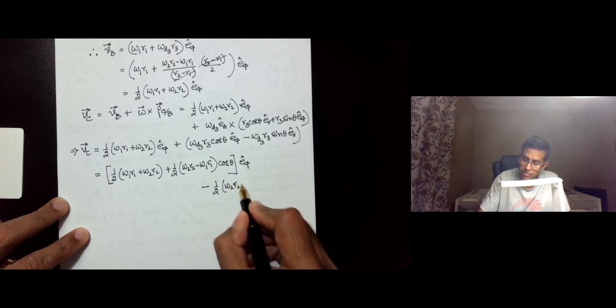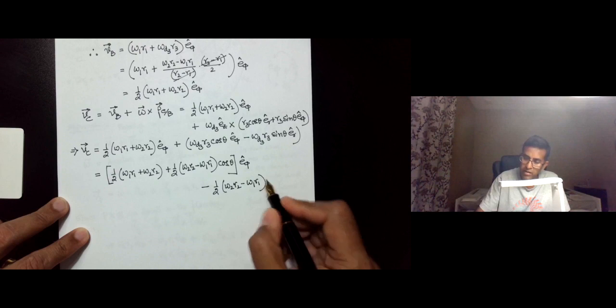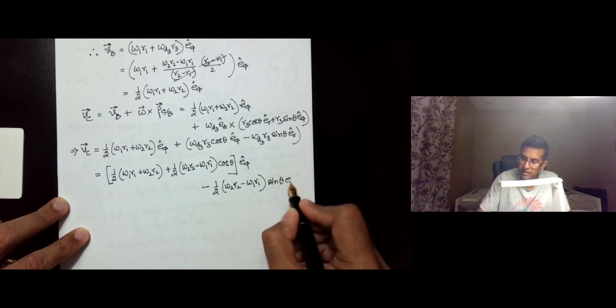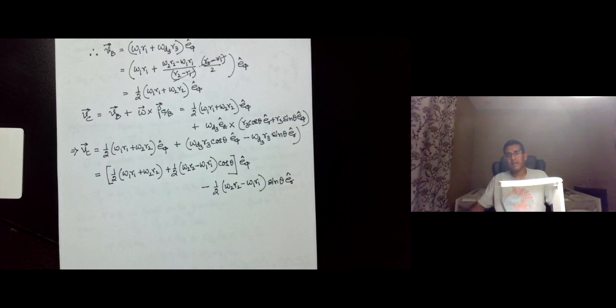Okay, half of omega 2 r2 minus omega 1 r1 sine theta e_r. So that's the velocity of the point C, right? So that's the first part.